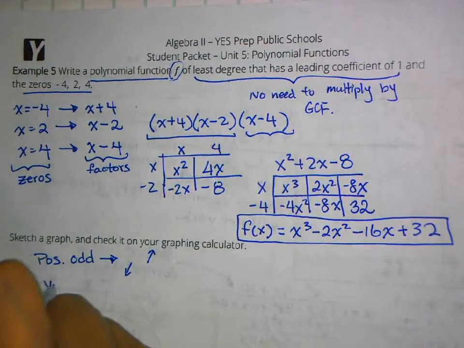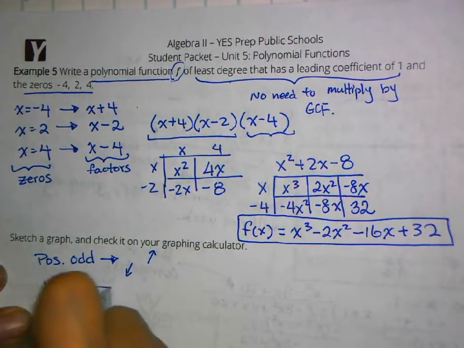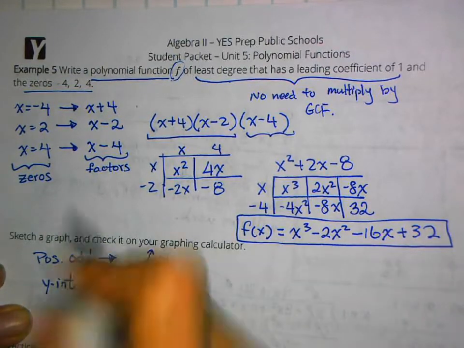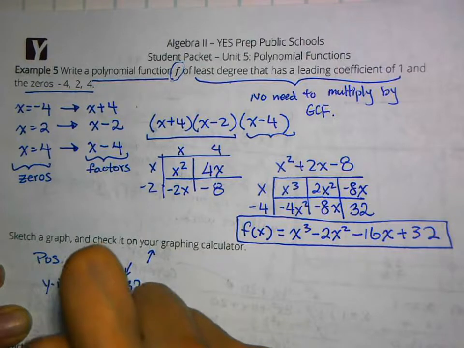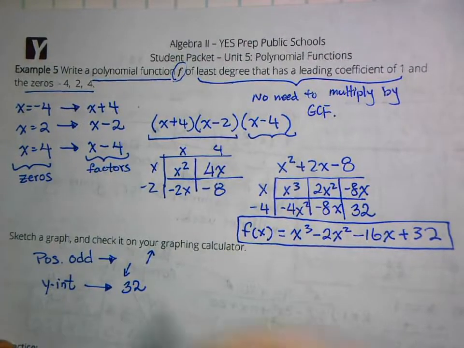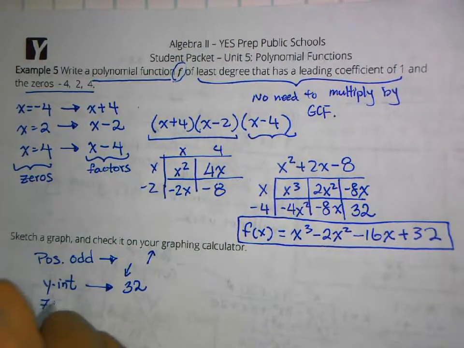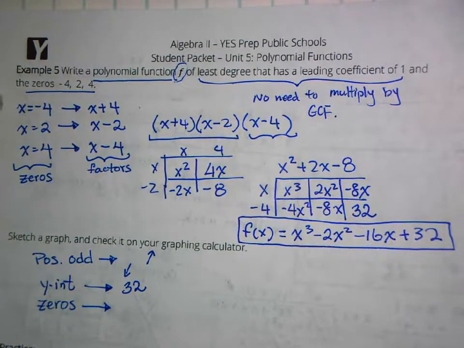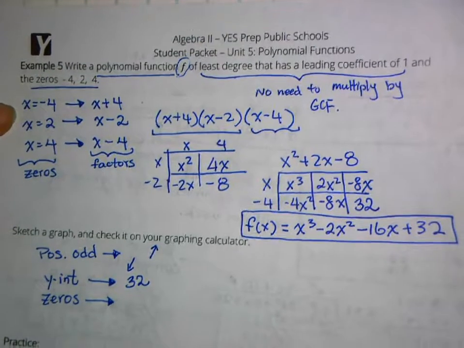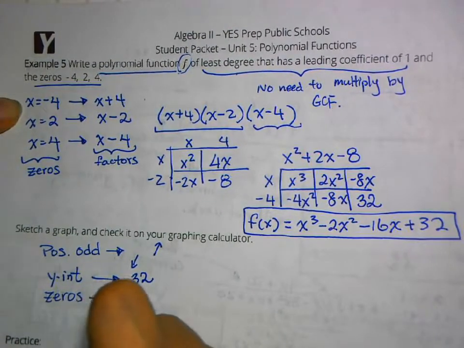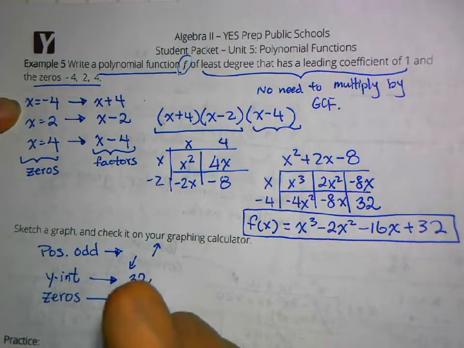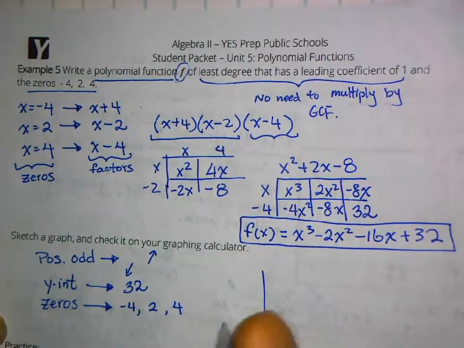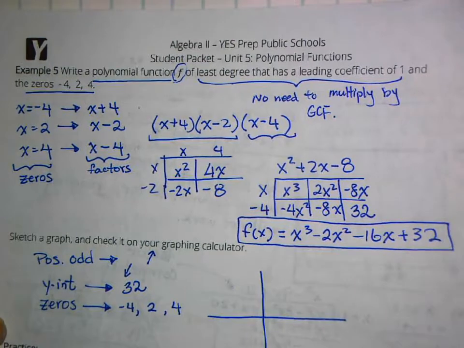I know the y-intercept of this function is my c. My c is positive 32. So the y-intercept is at 32. And I also know my zeros, because that's the first thing that the problem gave me. X equals -4, x equals 2, and x equals 4. Knowing this, I can now sketch my graph.